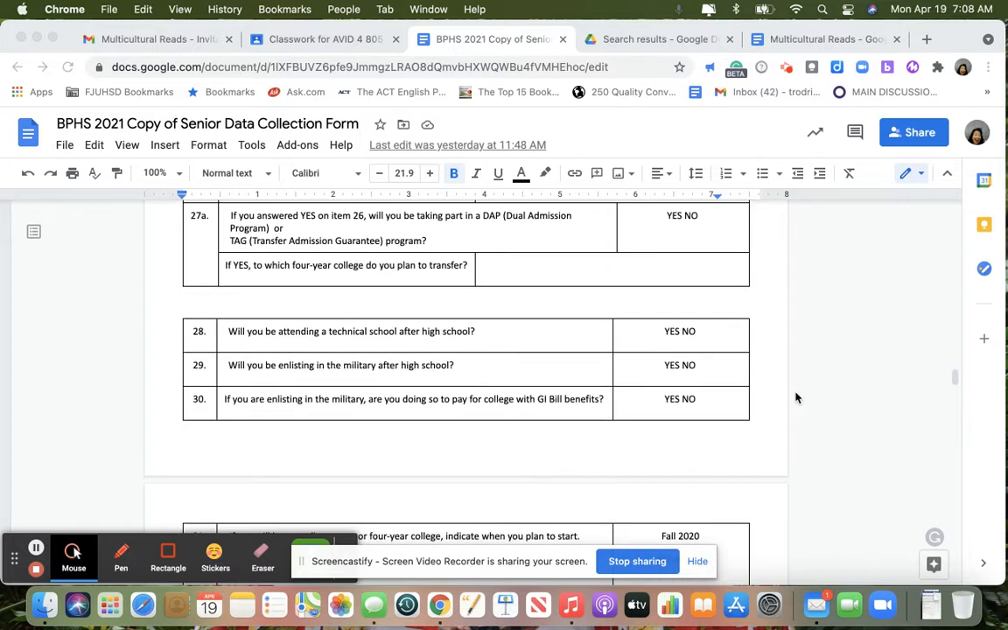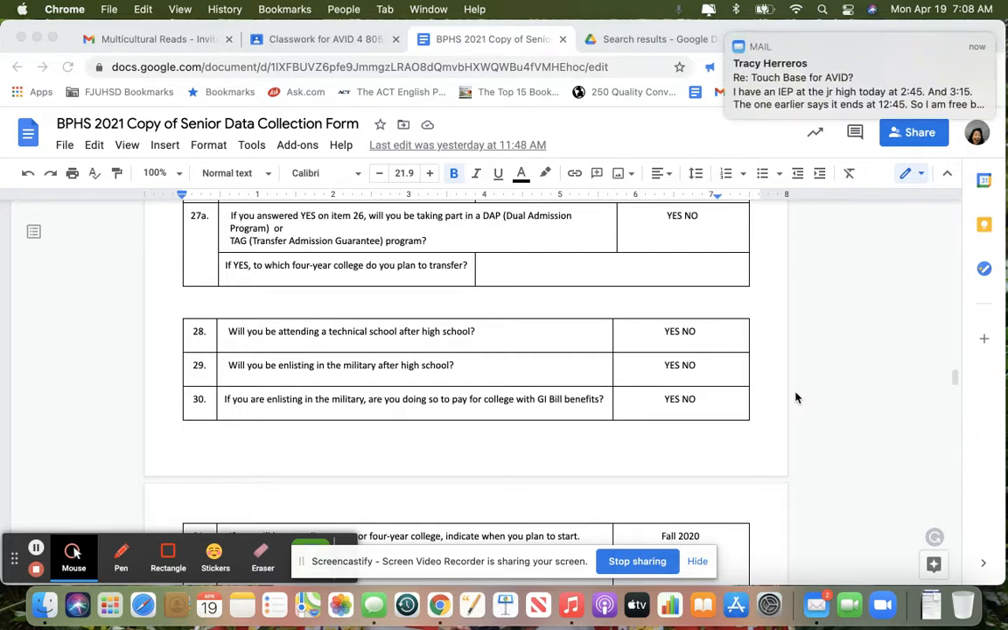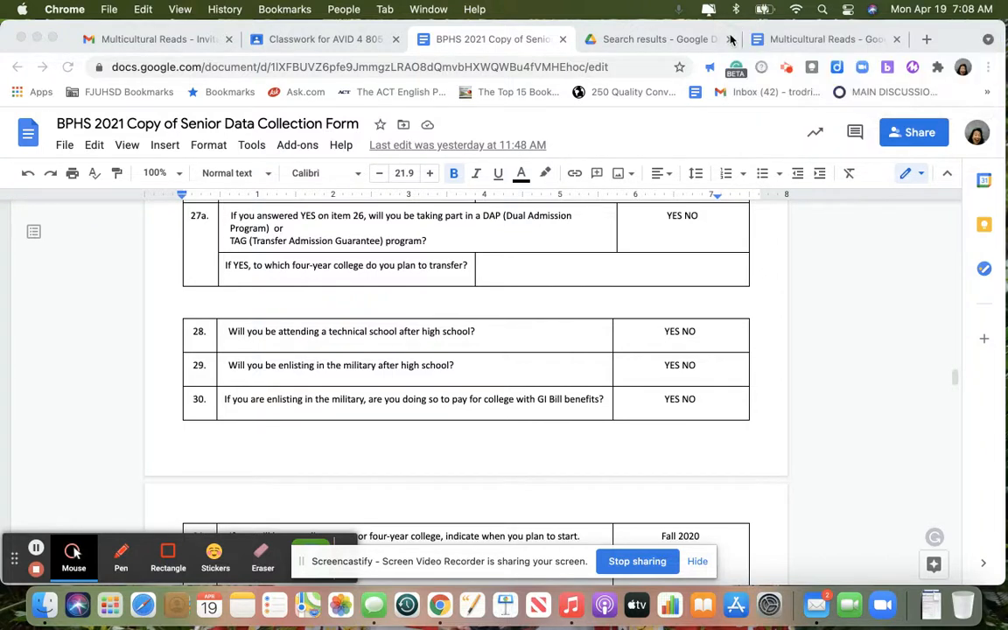For number 27, A, most of you will not be enrolling in a dual admission program if you are going directly to a community college. Unless you're planning to go to Irvine Community College, I believe that they have a partnership with UCI, but no one has spoken to me about that yet.